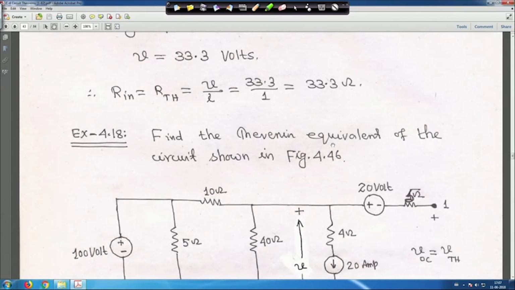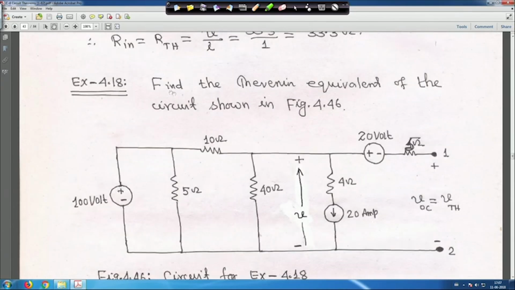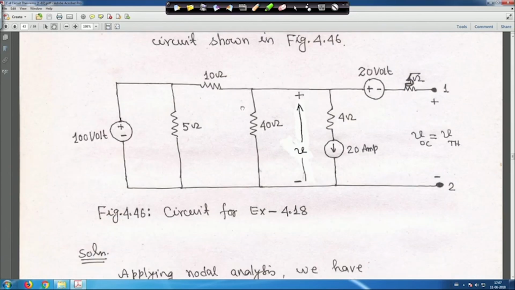Next is the example 18: find the Thevenin equivalent of the circuit shown in figure 46. So, you have to find the Thevenin equivalent, that is VOC is equal to V Thevenin, and R Thevenin. So, this is open, so no current is flowing here, but at the time of computation of VOC or V Thevenin we have to apply KVL.